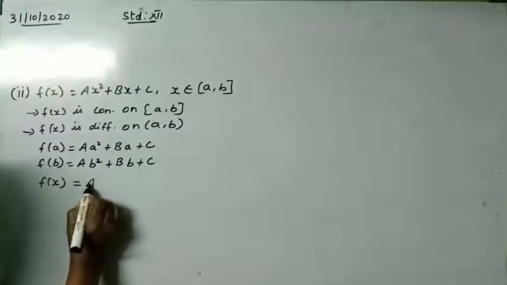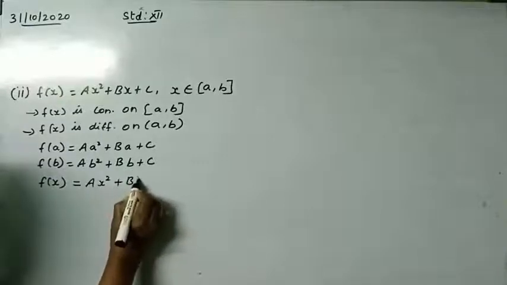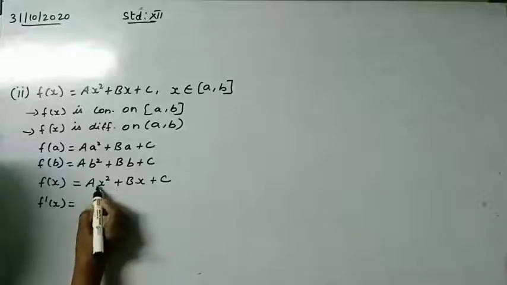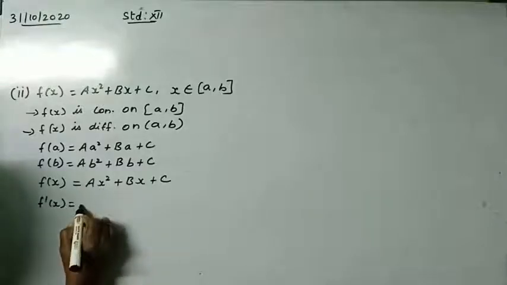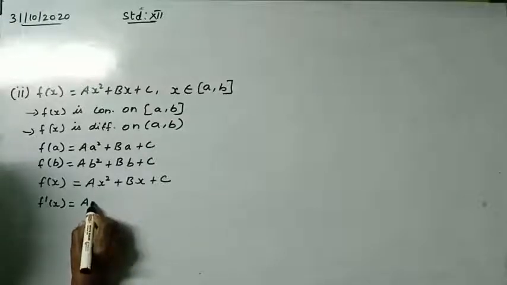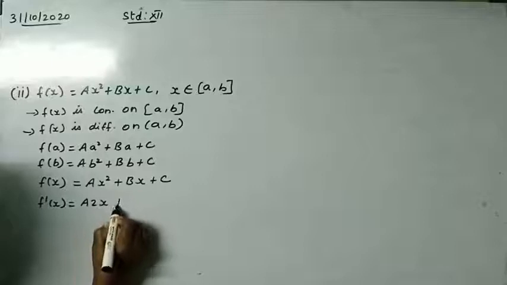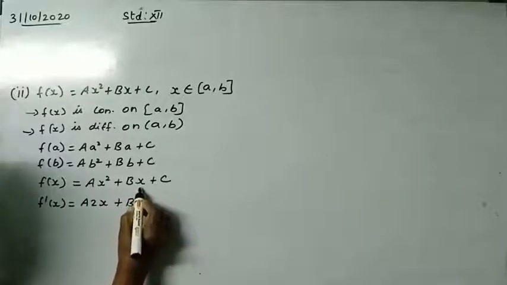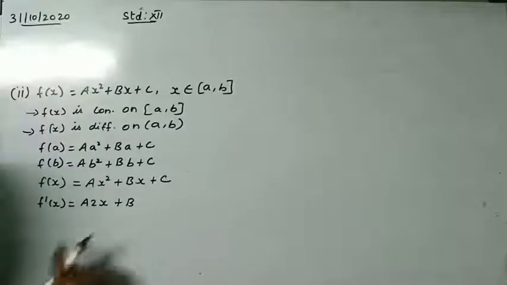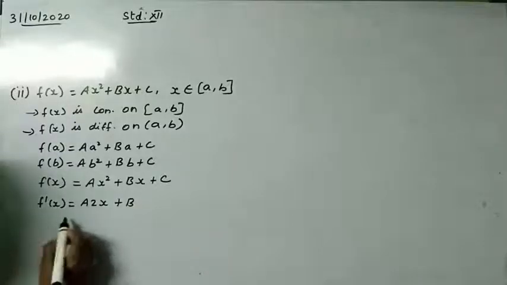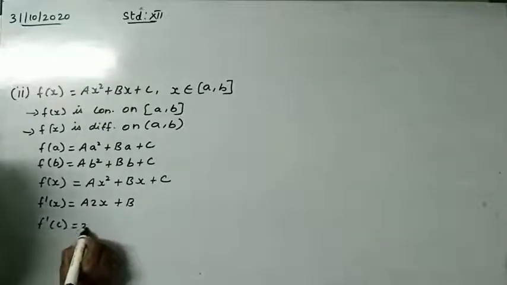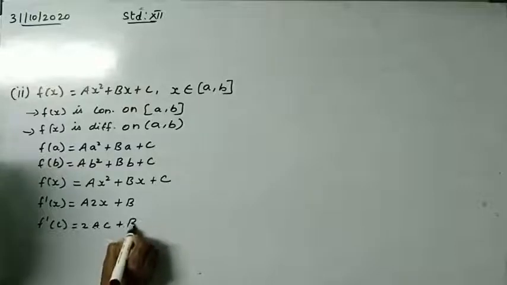For that, writing f of x equal to ax square plus bx plus c, f dash of x: x square differentiate, a is a constant so write it as it is. x square differentiate gives 2x, so a into 2x, plus b is a constant, x differentiate gives 1, so c differentiate gives 0, so 2ax plus b. If there exists a number c, therefore it becomes f dash of c equal to 2ac plus b.